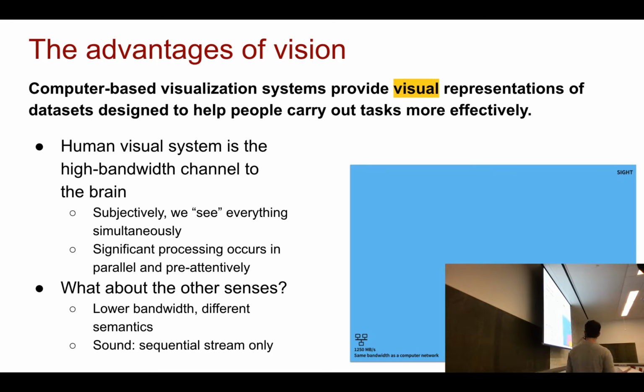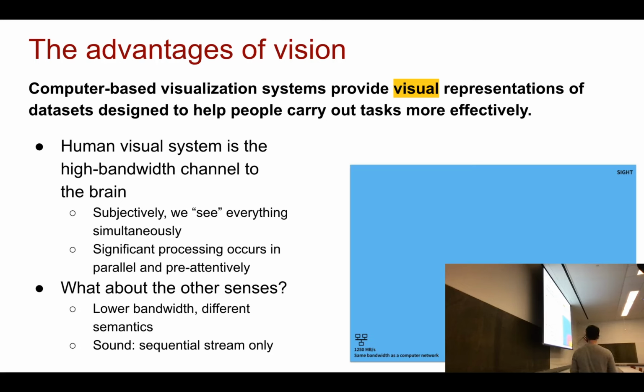One of the cool things about vision is that we see everything all at once. What do I mean by that? When you look at this slide, you don't have to focus on each individual letter or each individual word. You see the whole slide, and you can process it all in parallel. So we can see everything simultaneously. When you're walking around, you don't have to actively focus on individual things. You see the whole scene.